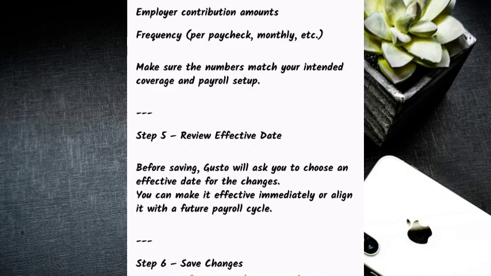Step 5. Review effective dates. Before saving, Gusto will ask you to choose an effective date for the changes. You can make it effective immediately or align with a future payroll cycle.